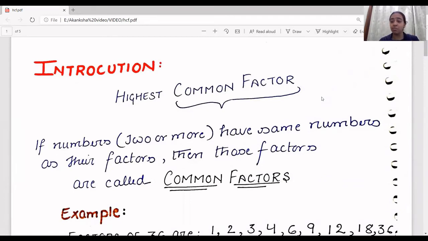Now, if two numbers have same number as their factors, try and understand the actual definition. It says if two or more numbers have same numbers as their factors, then those factors are called common factors.